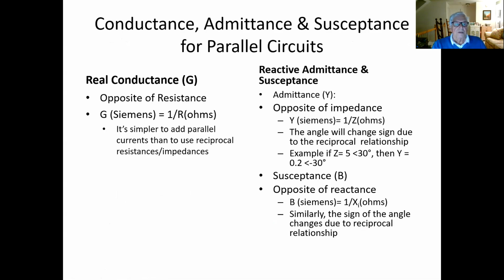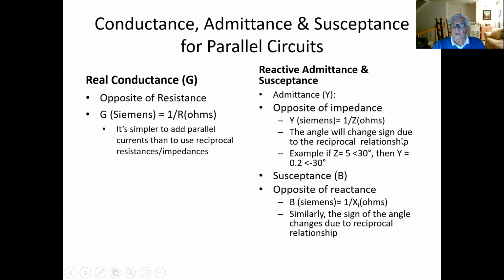We can do the same thing using, remember, what we call the conductance G. G is in Siemens and is the reciprocal, 1 over ohms, because it's simpler to add parallel currents than it is to use reciprocal resistance. So we can also do reactive admittance and susceptance. Admittance being Y, which is the opposite of impedance. So Y in Siemens is equal to 1 over Z in ohms.